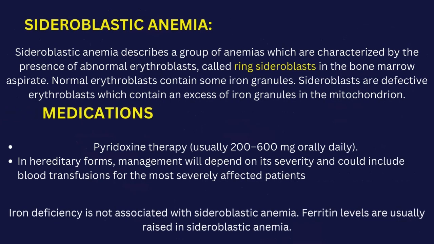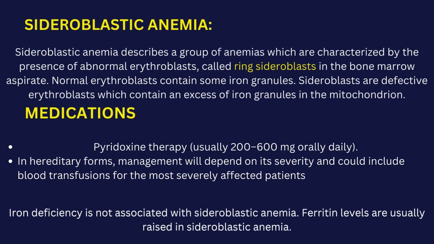Sideroblastic anemia. It is described as a group of anemias which are characterized by the presence of abnormal erythroblasts, called ring sideroblasts, in the bone marrow aspirate. Normal erythroblasts contain some iron granules. Sideroblasts are defective erythroblasts which contain an excess of iron granules in the mitochondrion.